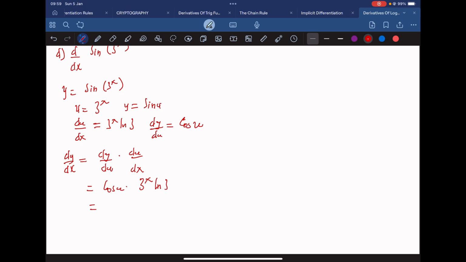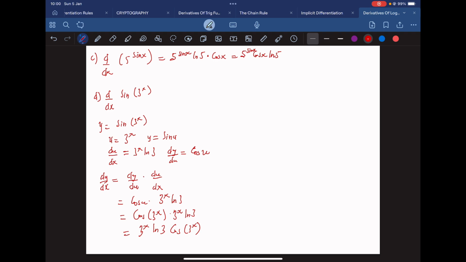So we can just replace this u with what we have over here. So we have cosine of 3 exponent x multiplying 3^x ln of 3. So we can just rearrange this. We can have 3^x ln of 3 cosine of 3^x. And this will be your answer. I hope this is clear enough.